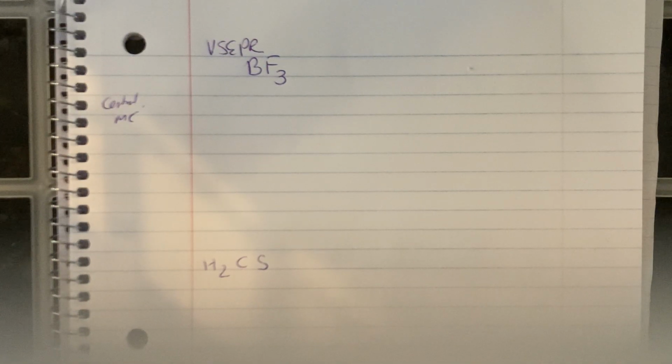All right, we're going to do some VSEPR structures here. VSEPR structures just mean that we're going to be looking at how the electrons are pairing up and how that's adjusting our structures. So every single time, you're going to draw the Lewis dot structure first.